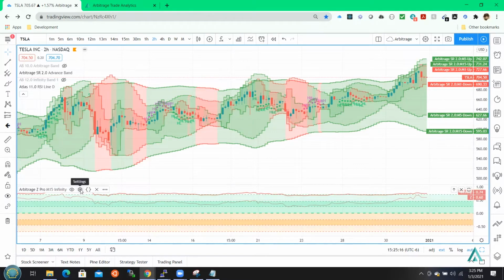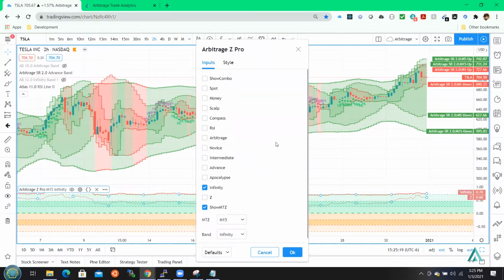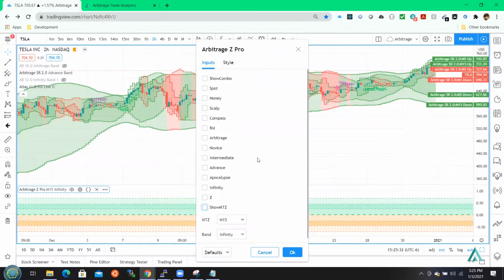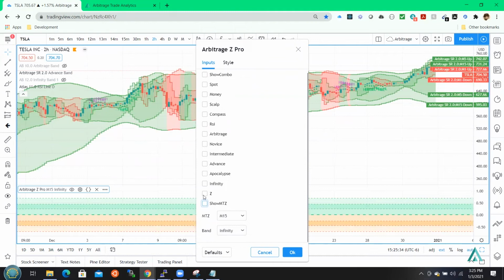So with the new version of Z Pro, you will actually get the ability to do a show combo, which means if you already have Z, you should be able to, with the new Z Pro indicator, do, for example, right now I have nothing turned on for my Z. My Z is basically a Z score that we use to measure the bands. Say, for example, I like to play really, really short time frames. So I want to play basically spot, money, scalp, and compass. Those are the four smallest bands within the system.